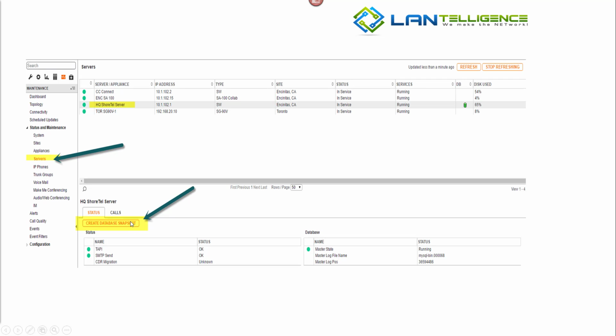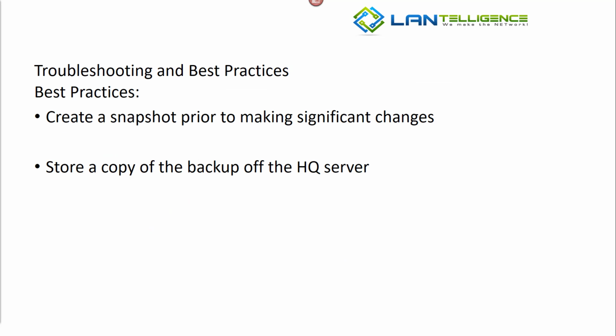This will create a database snapshot, which is usually not a very large file because it's mostly text and SQL information. But if you have a large organization or a large deployment, it may take a few minutes for this dump to execute. So it might be something you want to run off hours, so you're not impacting the system at all. You can run a database snapshot right there.